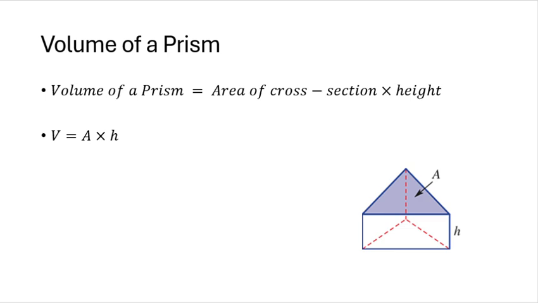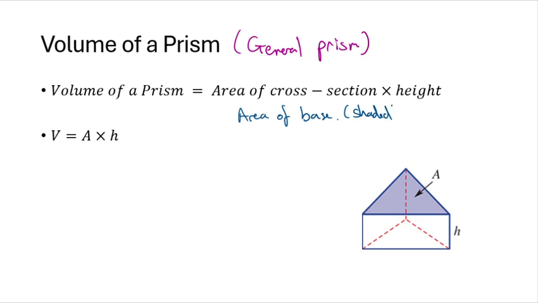Okay. All right, volume of a prism. This is for any general prism. And it's pretty easy, okay? So all you need to do is find the area of a cross section and multiply it by the height. What this means is just find the area of the base, okay? That's all it means, which is the shaded. Once you find the area of that shaded shape, you can just multiply it by its height and you use this formula right here. Okay, very important.